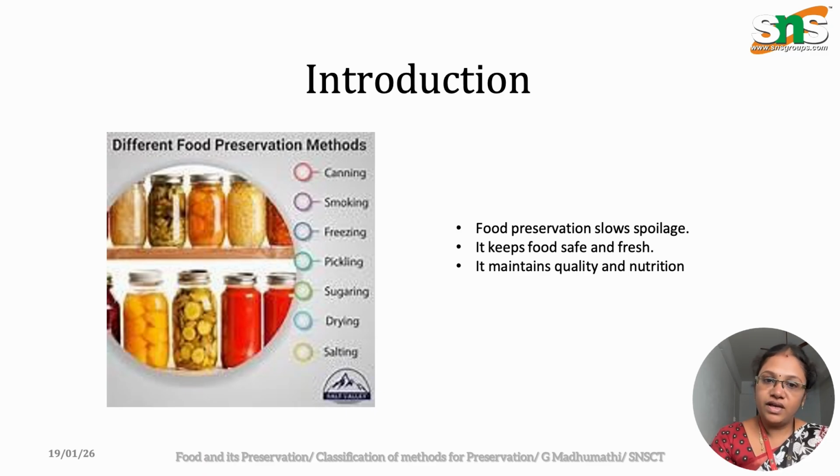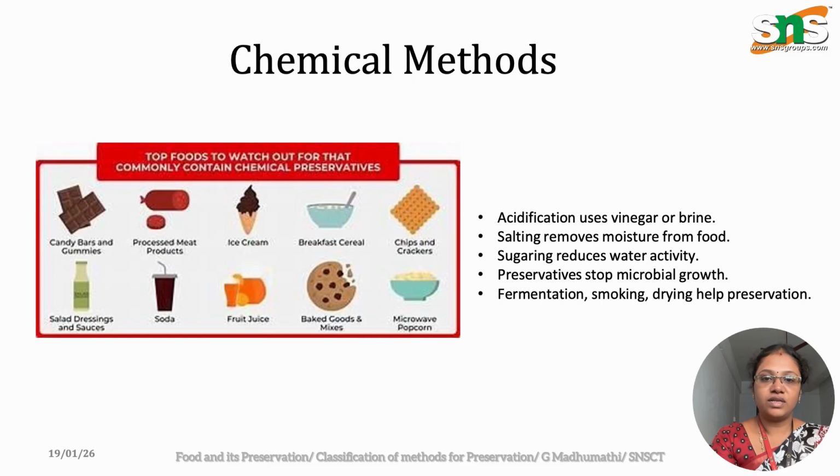So why are we going for preservation? To avoid or slow down spoilage, to keep the food safe and fresh for consumption, and also to maintain the quality and the nutrition of the particular food. So this is the basic introduction, and coming to the different types of methods we can classify under food preservation.